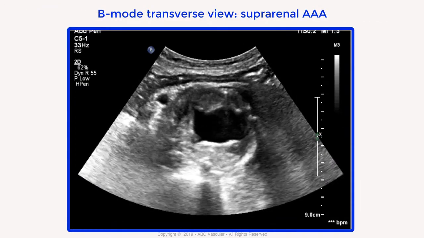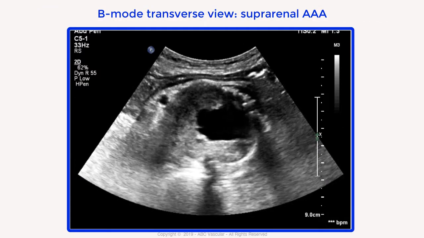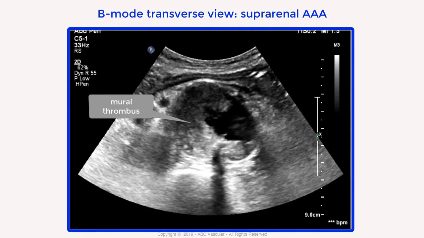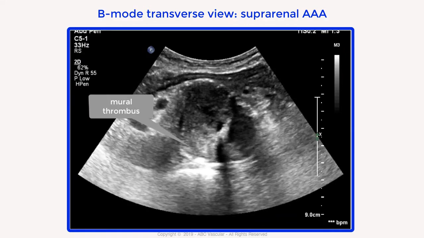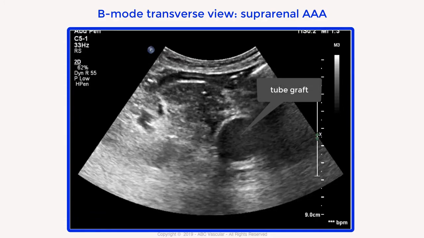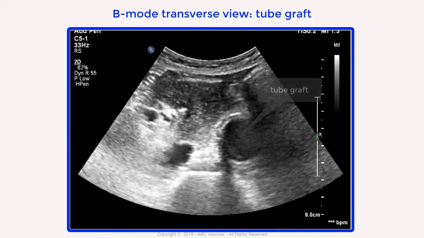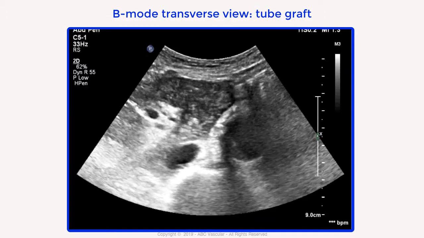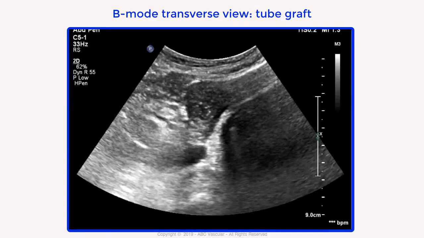This is the B-mode transverse view of the suprarenal abdominal aortic aneurysm. We can identify mural thrombus, and as we move the transducer caudally from the epigastric region, we can identify the tube graft used to repair the infrarenal abdominal aortic aneurysm.